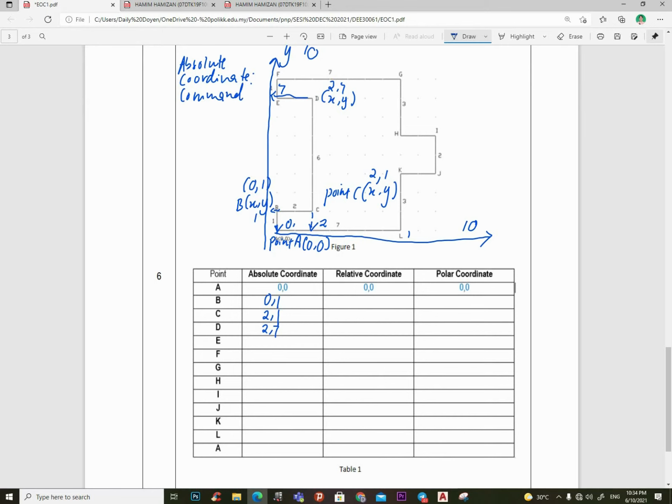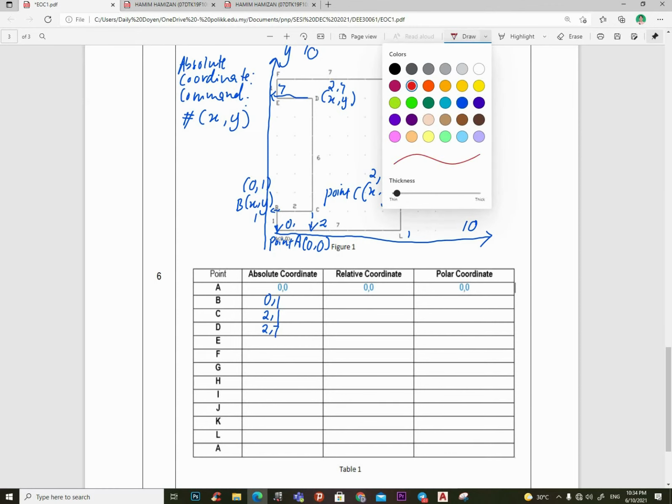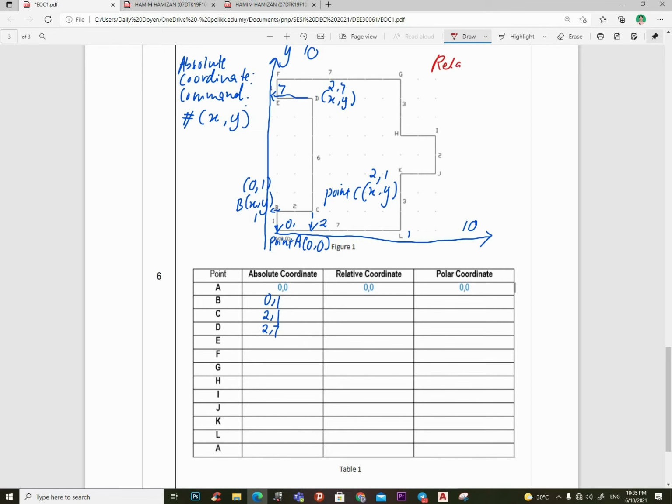You type in hash and the value of x and y coordinates point. But for relative coordinates, the command will be in this form: at sign, the distance from the previous point of x, and the distance from the previous point of y. Okay, so let me give you one example. For point A, the coordinates point will be the same because it is already given 0, 0. Now we move on to point B.